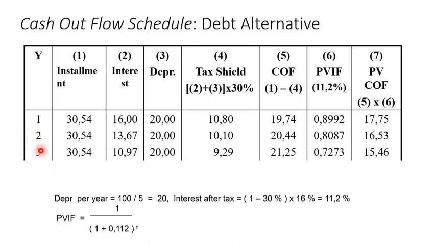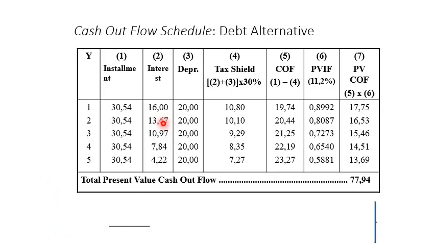The same again for year 3: the installment is the same, the interest is from the schedule of the loan, depreciation is 20, the tax shield here is 9.29, etc., until the cash outflow is 15.46. So now I need you to prove it by yourself until year 5. Prove that your outcome will be the same as this, until year 5 like this.